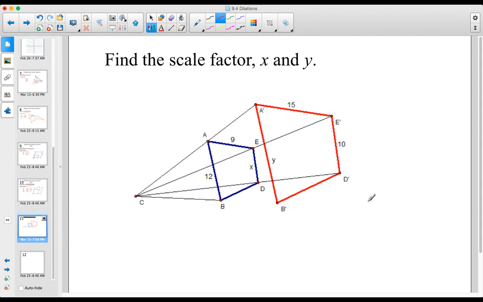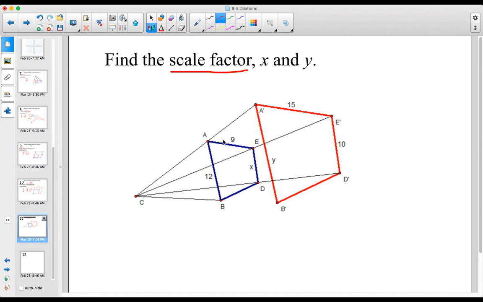Here's one where we need to find the scale factor, x, and y. The first thing we need to do is find our scale factor, because we can't solve for x and y unless we do. This is similar to when we had similar polygons and we knew what the scale factor was and we were able to set up proportions. That's what we're going to do here, but we have to get our scale factor first. So we need to identify 2 sides that have lengths. It looks like AE and A prime E prime do.